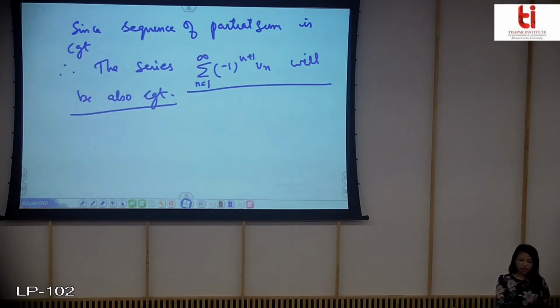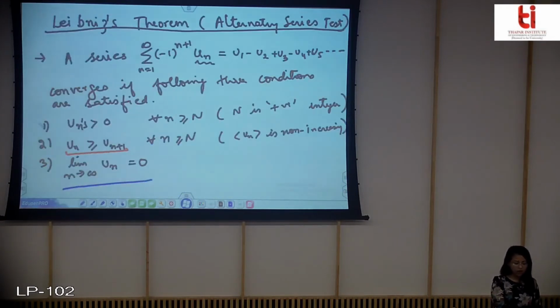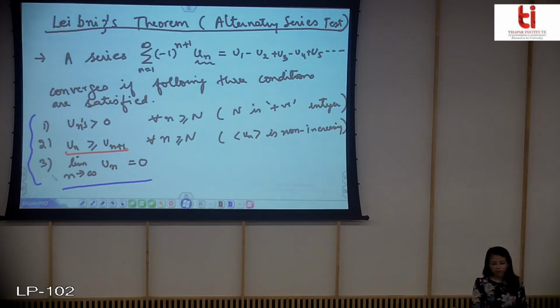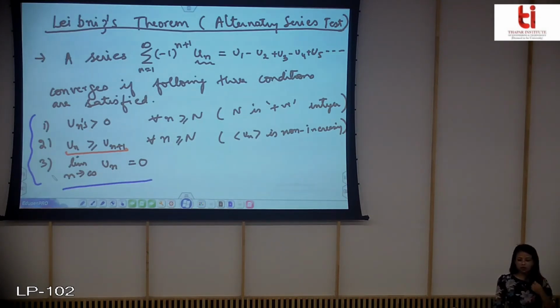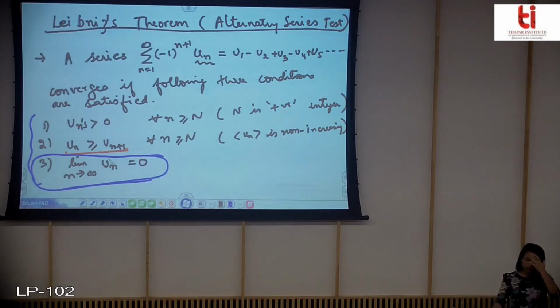Only if these three conditions are satisfied can you say that the series is convergent by the alternating series test. And if these conditions are not satisfied, you cannot say anything about whether the series is convergent or divergent. But this third condition, if it does not hold, has an important role. We will discuss it through examples.